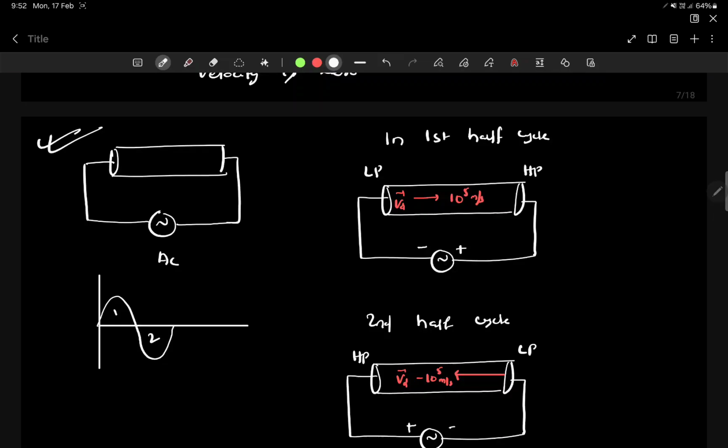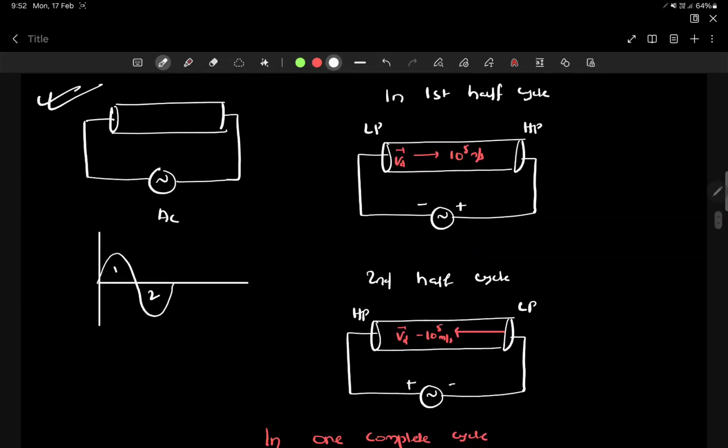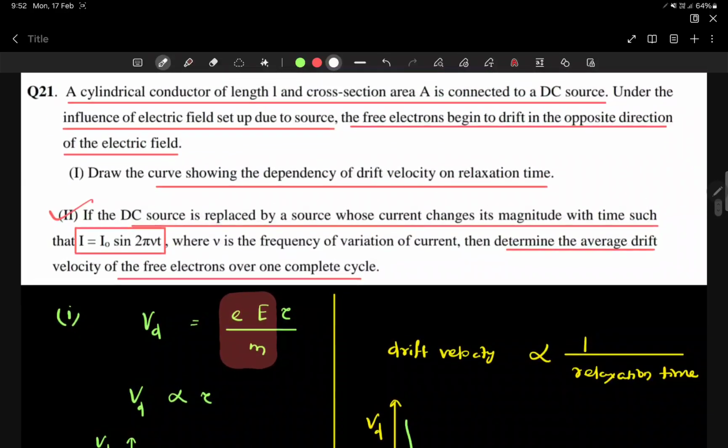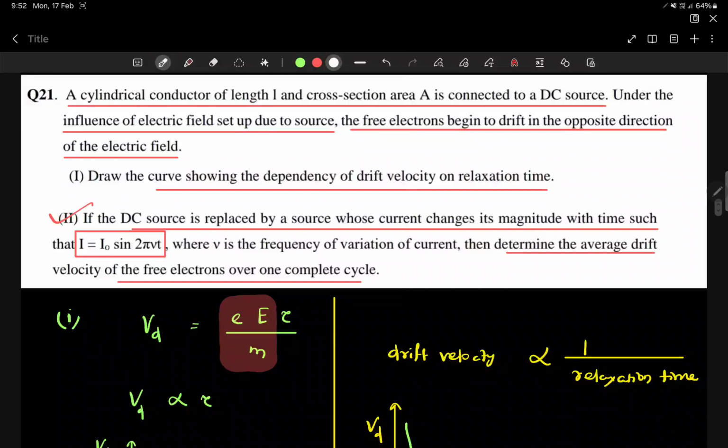I hope it is clear to all of you. In my opinion, it is a very good 2 marks question. In the first bit, it is a confusing type of question, drift velocity versus relaxation time. In the second bit also, the DC source is replaced by an AC source. That question is also very tricky. I hope it is clear to all of you. Thank you.